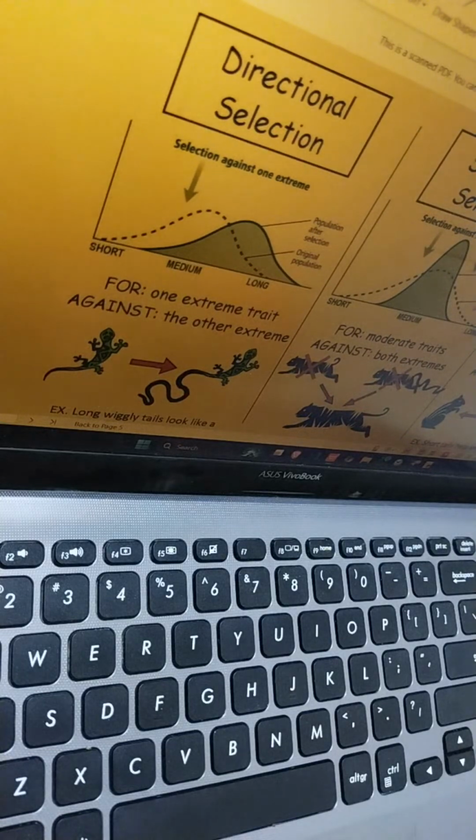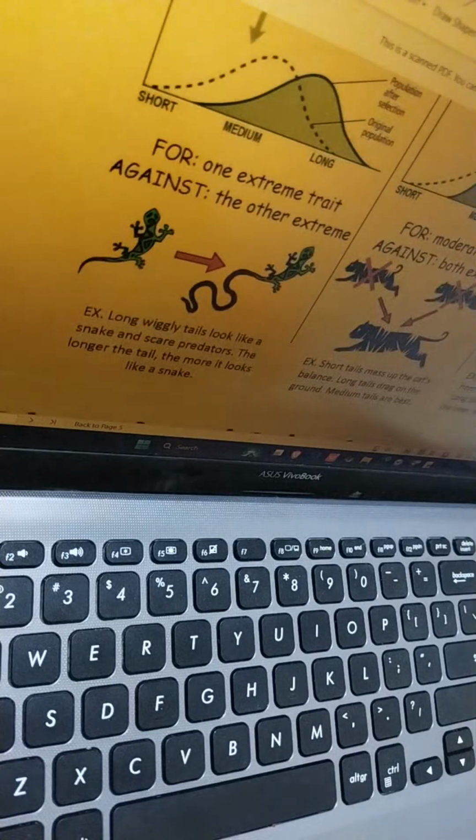Then here comes disruptive selection. Disruptive selection is for both extremes, and it is against moderate traits. Short tails help keep predators from catching you on the ground, and long tails are good for balance in the trees. That's why medium tails don't help. We will select both extremes.